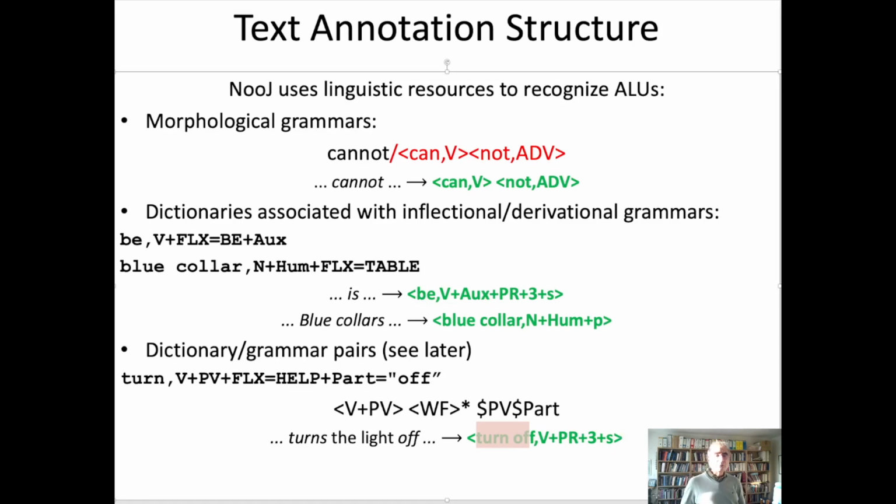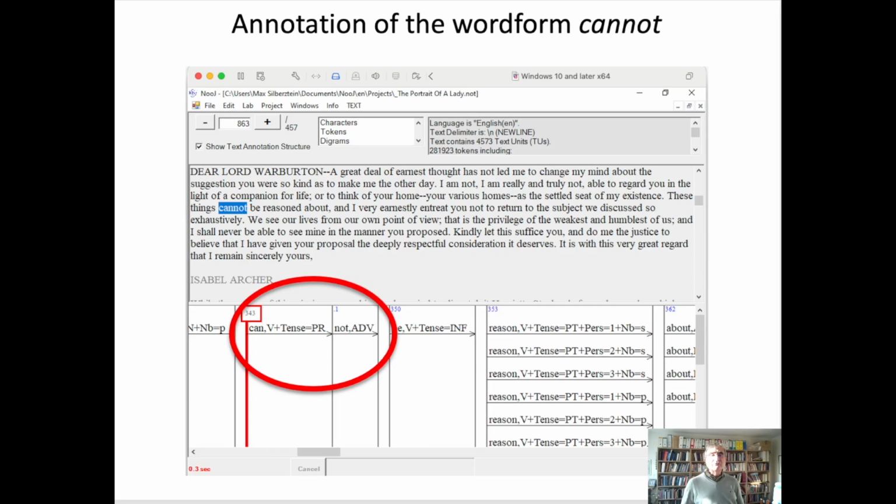So concretely, let's say I have the text here, The Portrait of a Lady. You can see the word form cannot here. If you click Show Text Annotation Structure, you will see that cannot has been annotated as a sequence of two annotations, two atomic linguistic units, can, followed by not.